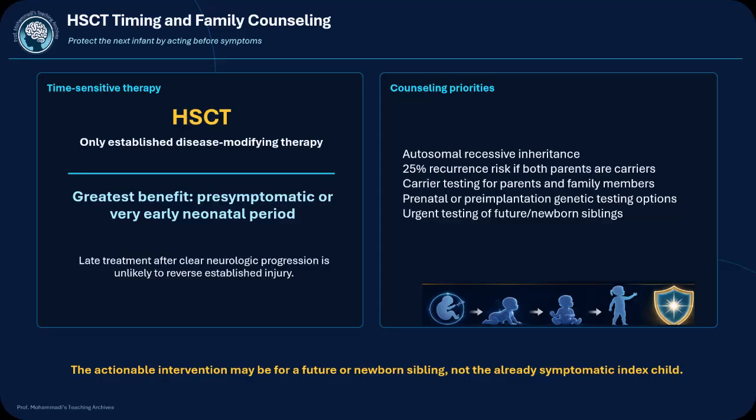Future or newborn siblings should be tested urgently because the therapeutic window for HSCT is narrow. A pre-symptomatic affected newborn may benefit from early referral and rapid transplant evaluation. This is a key teaching point. For the symptomatic infant, care focuses on comfort, safety, and family support. For a future or newborn sibling, early diagnosis may create the opportunity for disease-modifying treatment. Next slide, please.